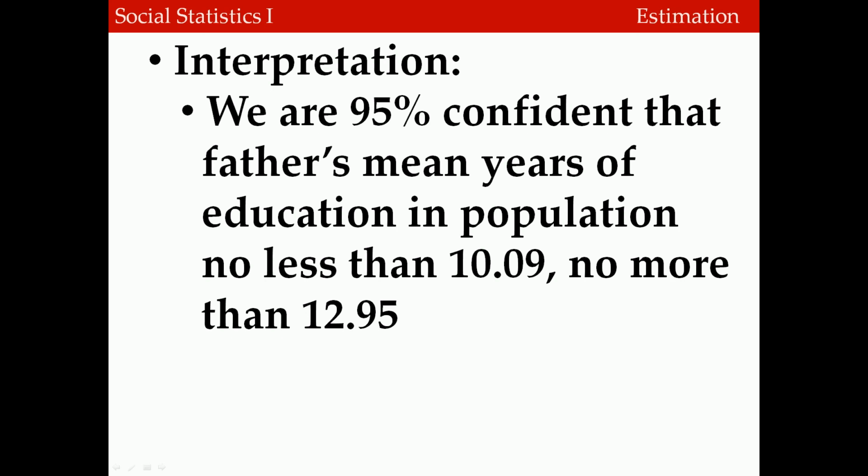And so how do we interpret that? Well, we say that we're 95% confident that the true father's education average, that is, the father's education average in the population, is no less than 10.09 and no more than 12.95. So we can see here that we have a range that's just a little bit above 10 years of education and a little bit below 13 years of education.